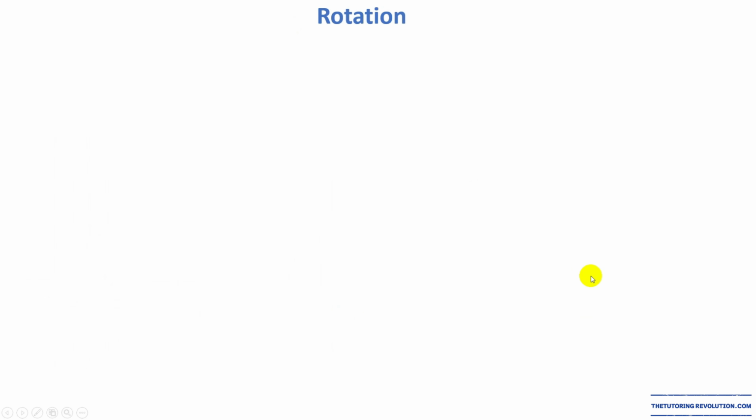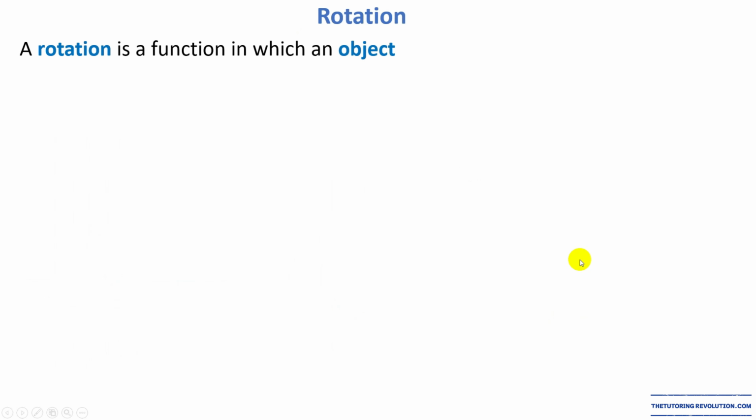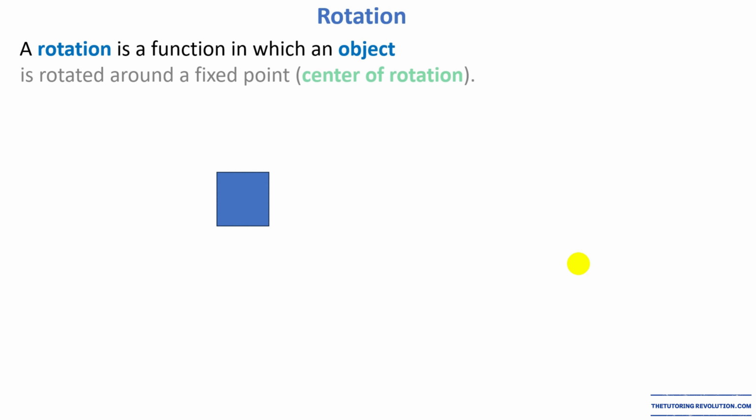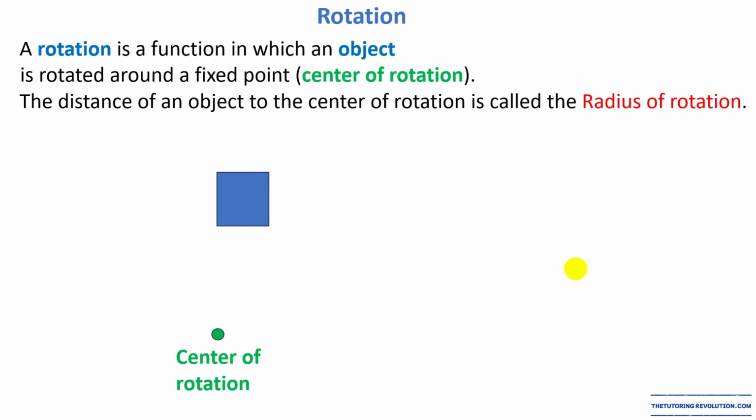Okay, so now we're going to go into rotations. A rotation is a function in which an object, like this blue square, is rotated around a fixed point, which is going to be the center of rotation. The distance of an object to the center of rotation is called the radius of rotation. So that distance would be the radius of rotation.